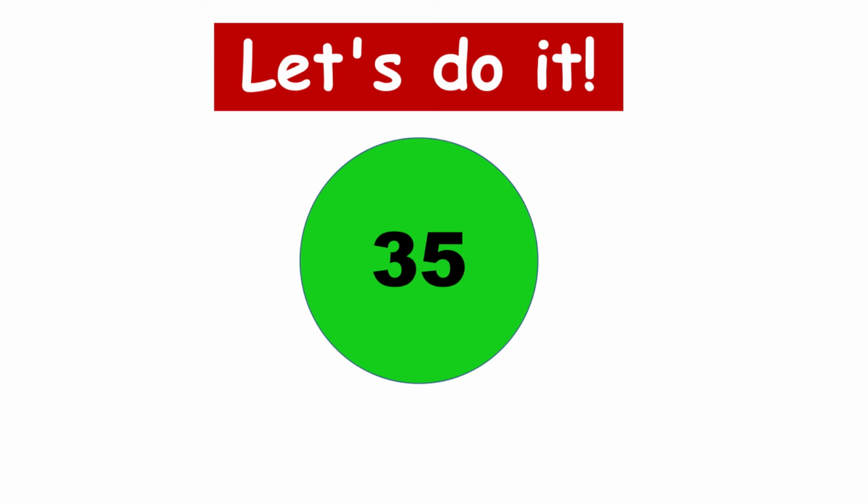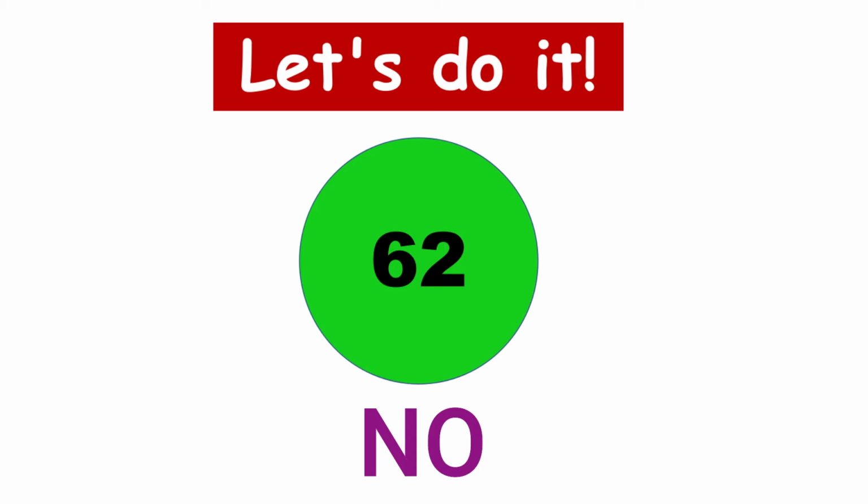The first number is 35. Is 35 divisible by 5? You're right! 35 is divisible by 5. The second number is 62. Is 62 divisible by 5? You're right! 62 is not divisible by 5.